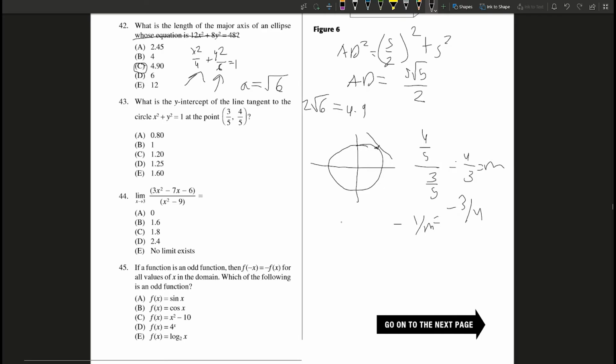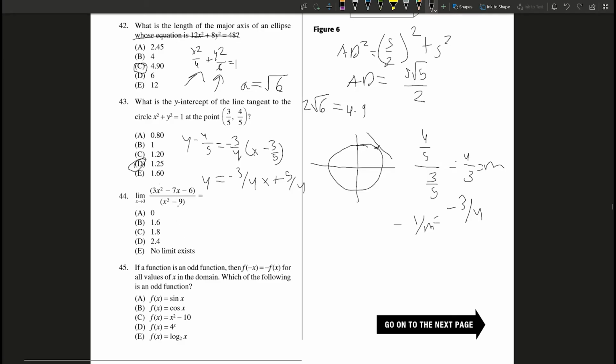And so we want to find it in point slope form. So let's go ahead and do that. So y minus 4/5 is equal to negative 3/4 multiplied by x minus 3/5. That's going to turn out to be y equals negative 3/4 x plus 5/4, or in other words, 1.25, because that's the same number as 5/4.